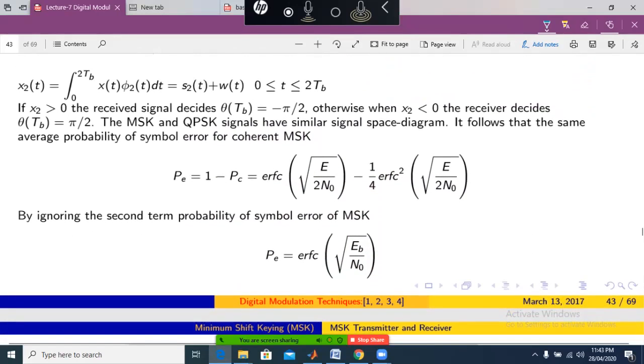So the error probability of MSK is similar because of the similar signal space diagram. We ignore the component which is in fact a squared component, and we can simply write it as the complementary error function of square root of EB by N naught.